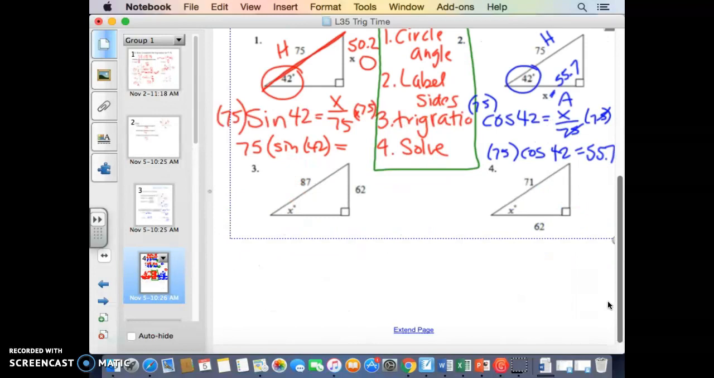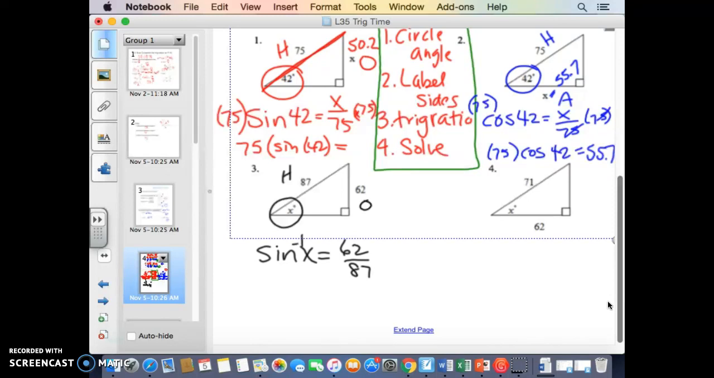Let's move on to number 3. Again, the first step is going to be to circle the angle. Then I'm going to label my sides. Well, this is opposite. This is hypotenuse. This time I'm looking for an angle, not a side. So opposite and hypotenuse is sin. Sin of x equals 62 over 87.